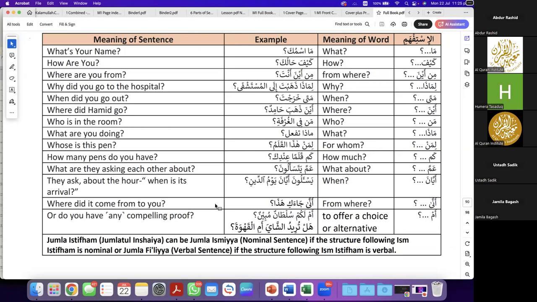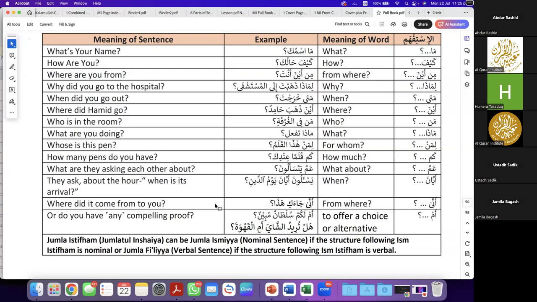Next is kaifa. And I'm sure a lot of you are familiar with this. You may be asked, kaifa haluka? And that means, how are you? Simple as that. Or the literal translation would be, how is your condition? Hal is a subject in itself that we'll cover in module 2, inshallah. But the common English translation would be, how are you? Kaifa haluka?